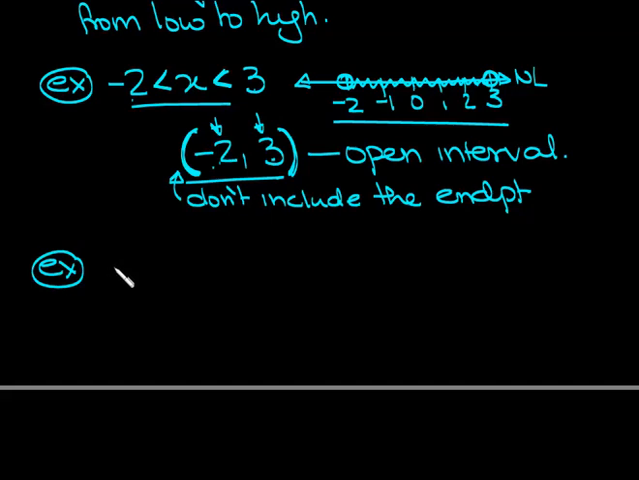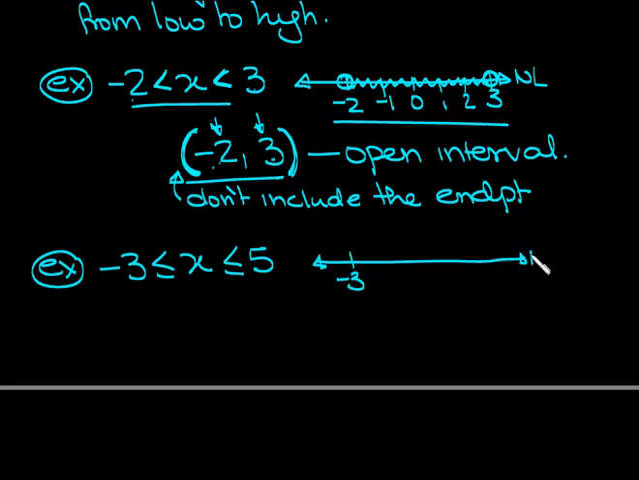Here's an example of a closed one. Let's say you have minus 3 is less than or equal to x is less than or equal to 5. Graphically, what does it mean? x is any number between minus 3 and 5, including minus 3 and including 5. If this is minus 3 on my number line, and this is 5, with 0 in between somewhere, it's all of these numbers, including 5.